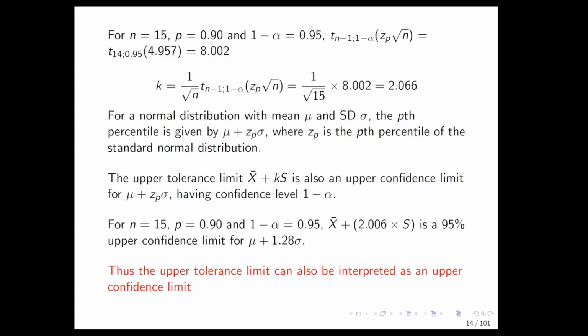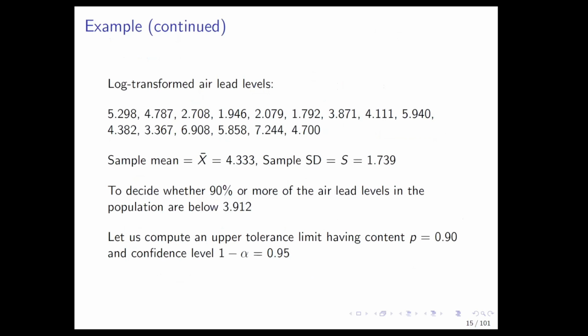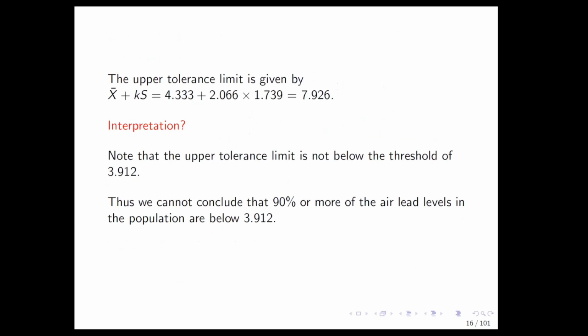Okay, going back to our example. In our example, n is 15, content P is 0.9, and let us say the confidence level is 0.95. Then that non-central t percentile happens to be 8.002. So what we call the tolerance factor K is 2.066. So you can simplify at the bottom. There it is. So it simplifies to 7.926. So according to the formula, x bar plus Ks, it simplifies to 7.926, which is way beyond that upper limit of 3.912.